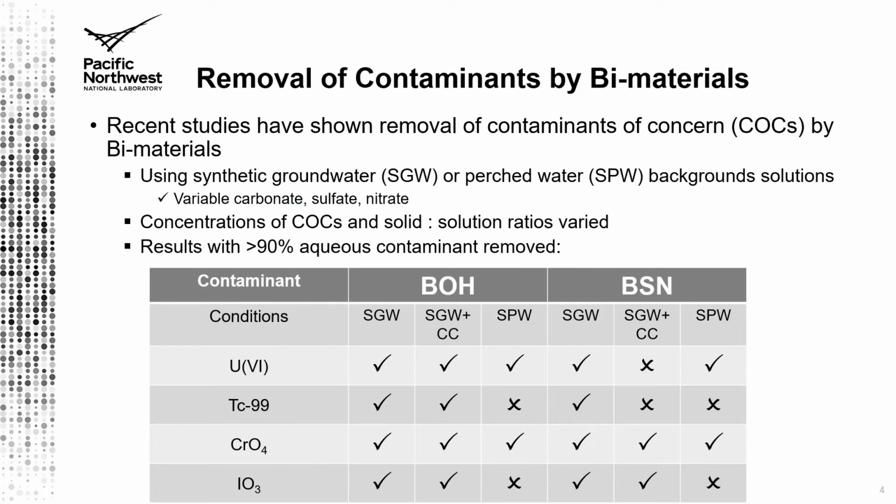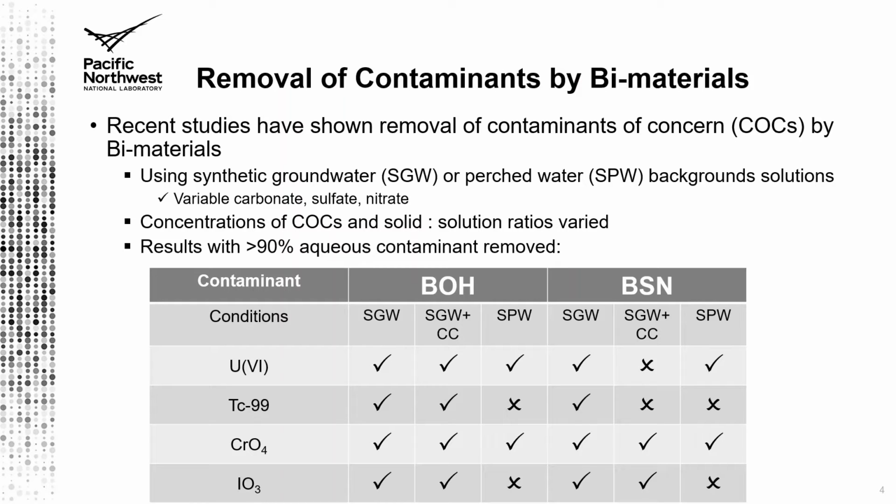Our team has been testing these two bismuth materials in a variety of solutions with a variety of contaminant concentrations over the past few years. The tests represented here include variable background solutions, including synthetic groundwater or synthetic perched water, various solid to solution ratios, and different concentrations and mixtures of contaminants. While they're not all directly comparable, in general the tests have shown that BOH and BSN have been able to remove more than 90% of aqueous uranium, technetium, chromium, and iodine in a variety of geochemical conditions.